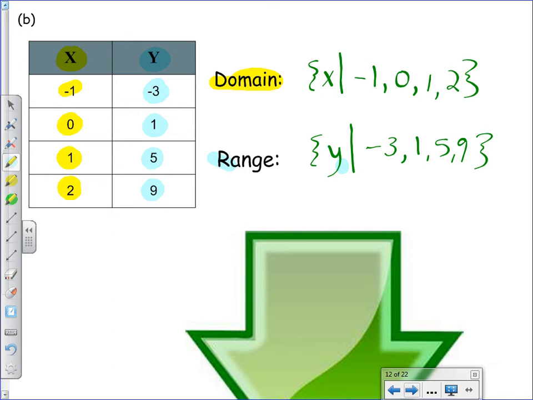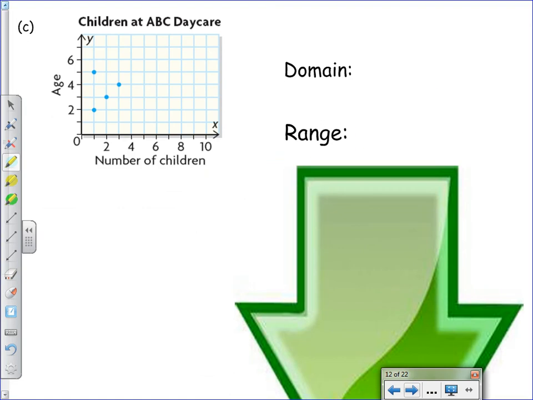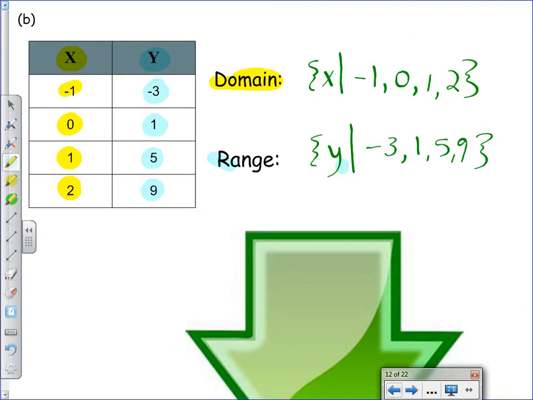Anyone have any questions with this so far? Are you good, Austin? Okay. Is this a function? Why? Why is this a function? The x's don't duplicate. One x coordinate maps to its own unique y.